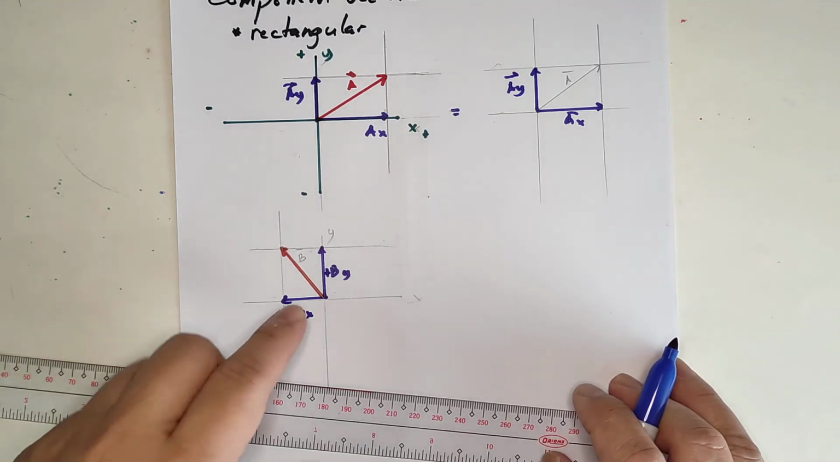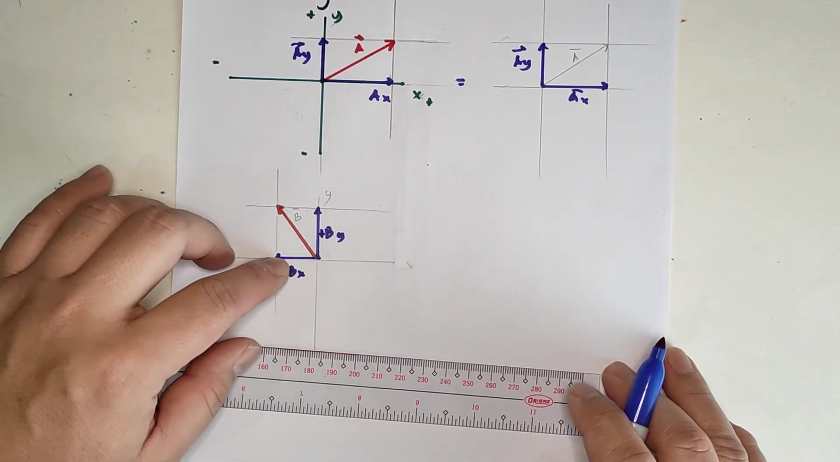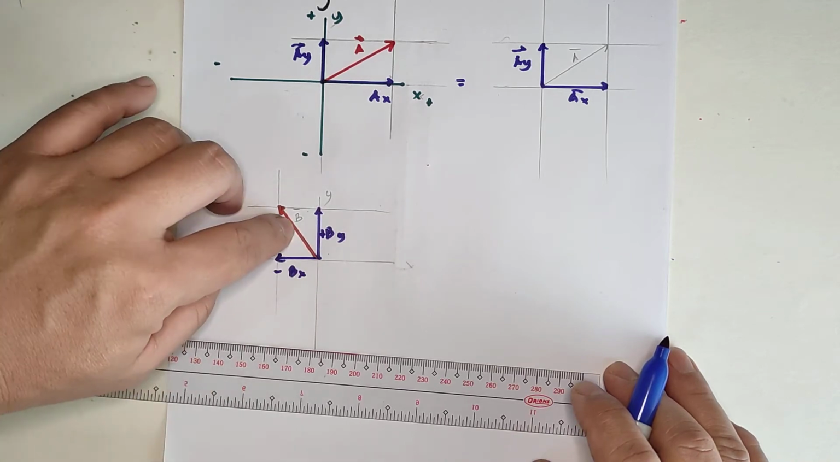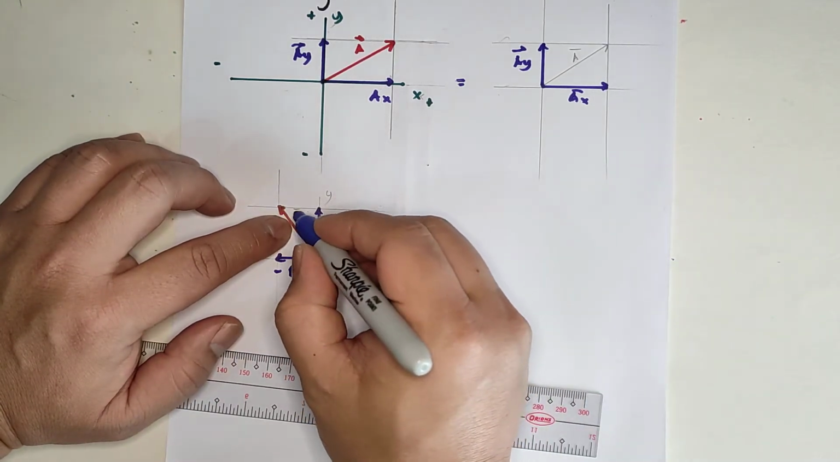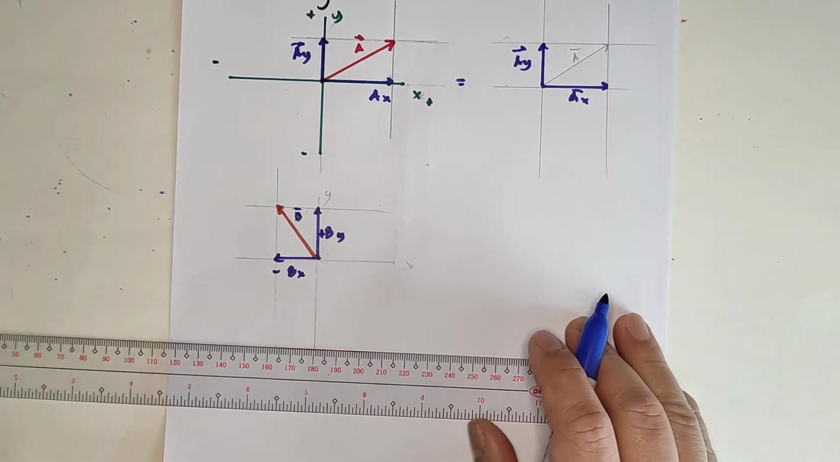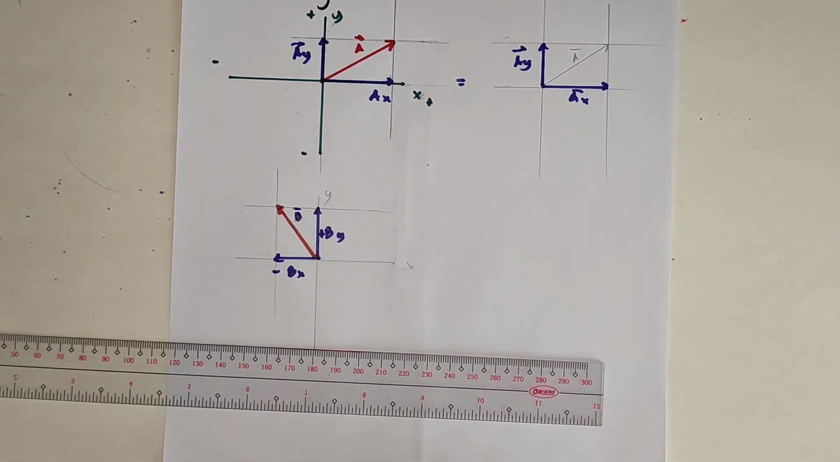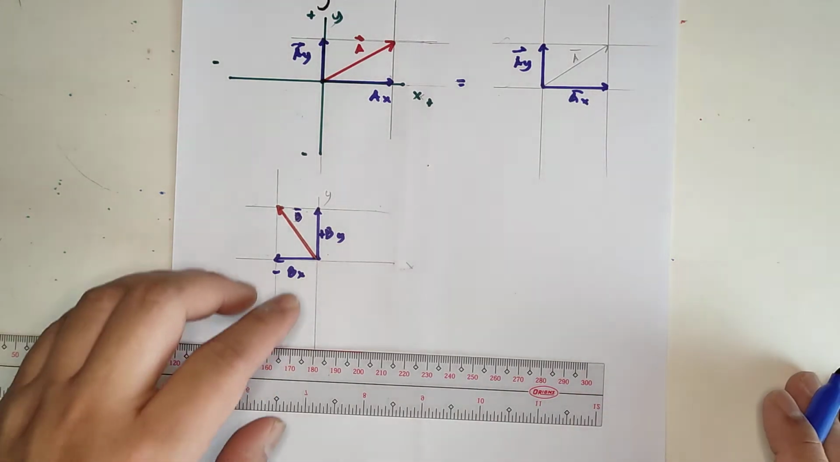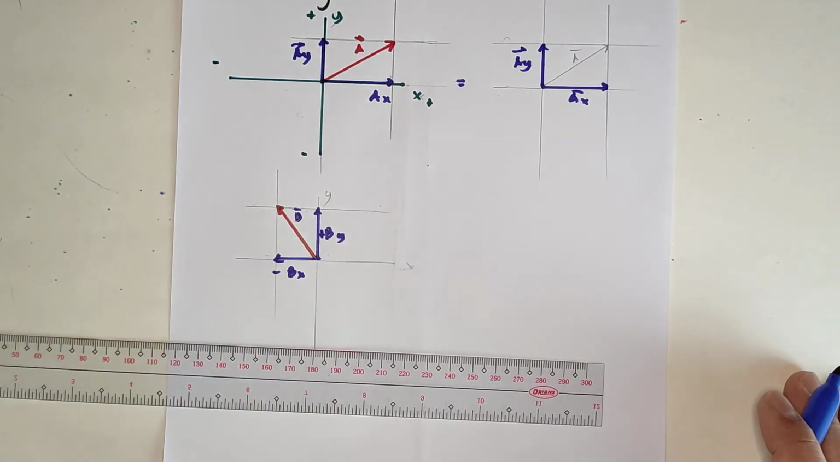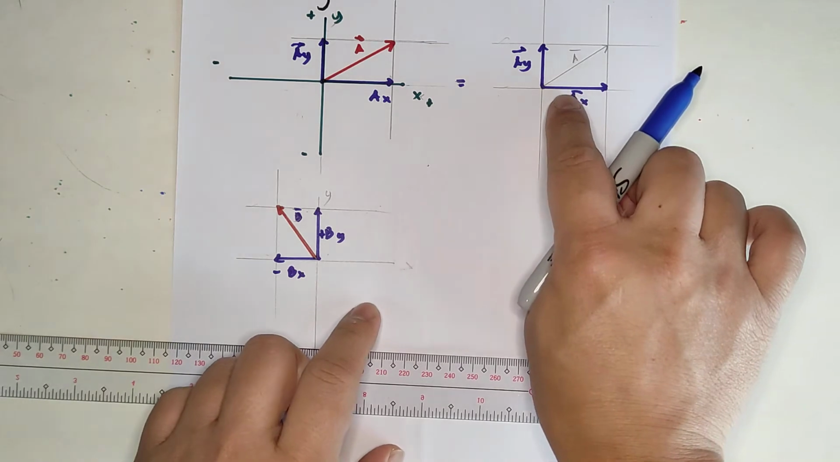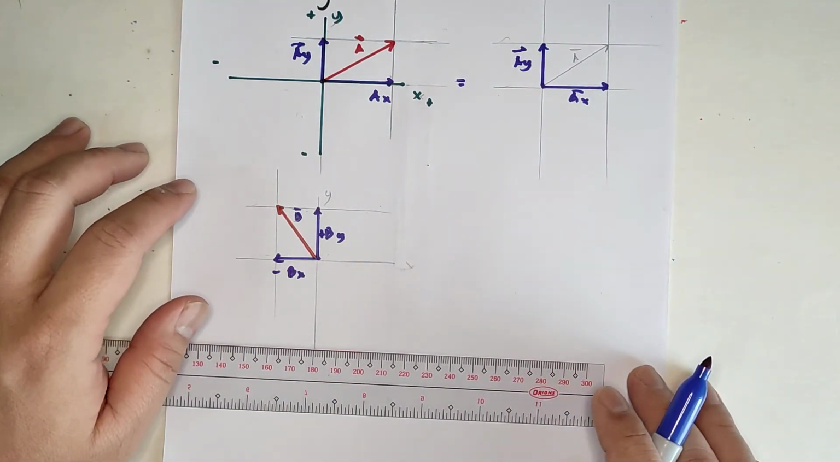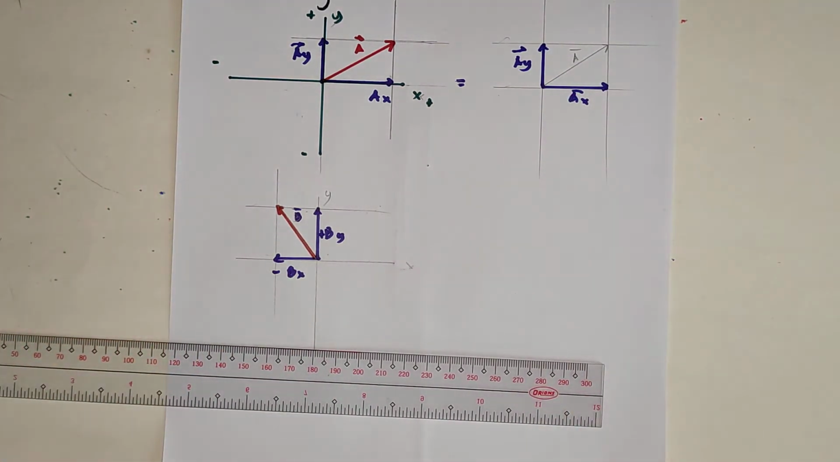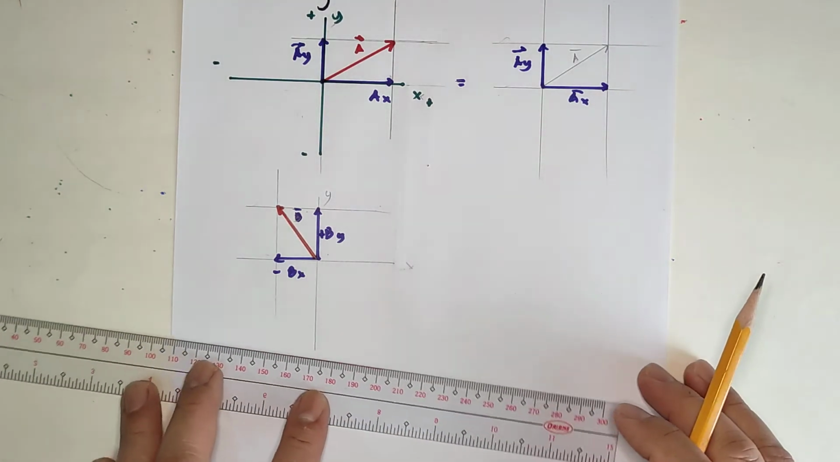Again, these blue ones are components of vector B. So they are not three vectors. They are the same vector. So we are just splitting the vector B so that later on we would have a very easy computation. Similar to this one. In this case, we have a different direction, and the direction is also important. So you have to take note of that.